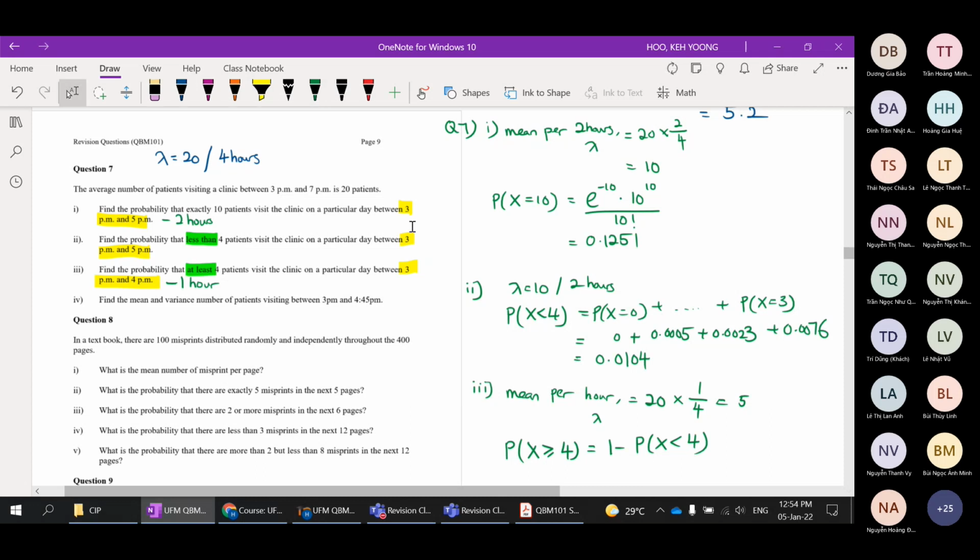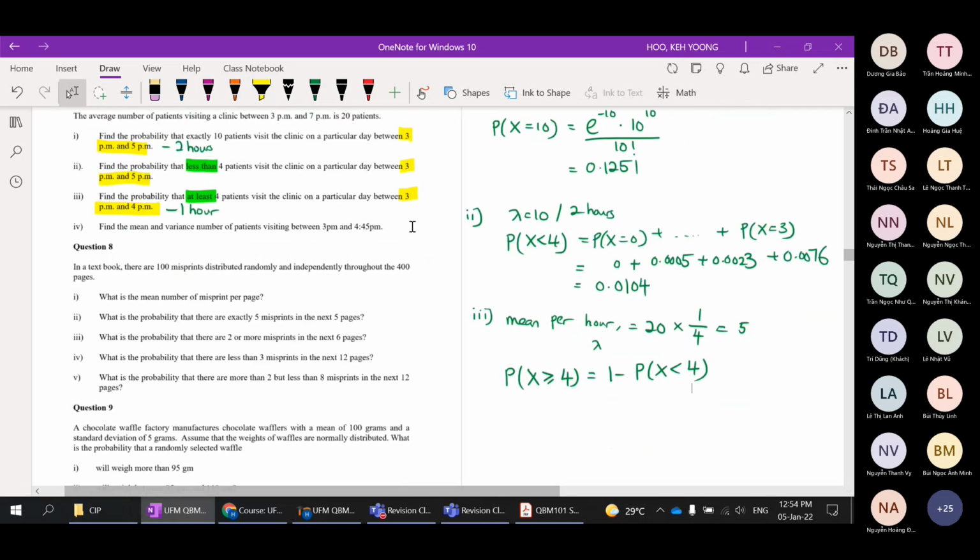So do not straight away minus the answer in part 2. Part 2 lambda is using 10, but this question is using 5. Do not straight away minus 0.0104. So you minus 0, minus 1, minus 2, minus 3.